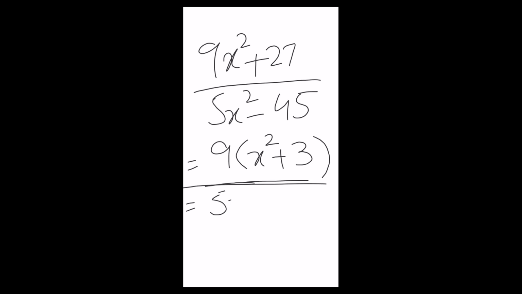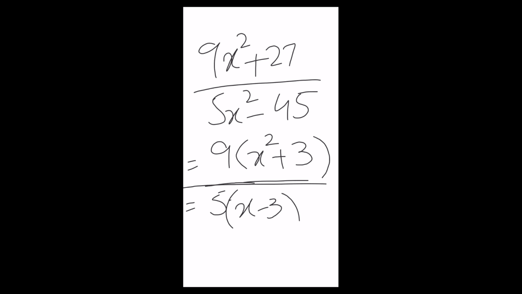And in the denominator, what should we write? 5x squared. Should we write the answer we got in the question we solved with 5x squared minus 45? Yes, the same one: 5 times x minus 3. Okay, x minus 3.